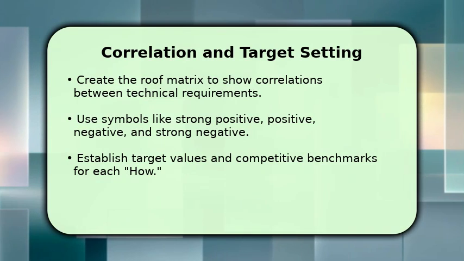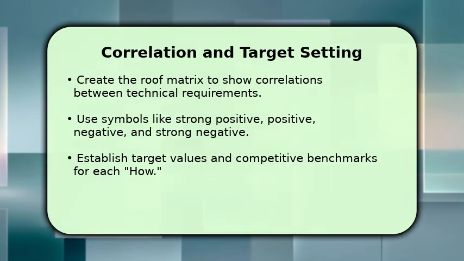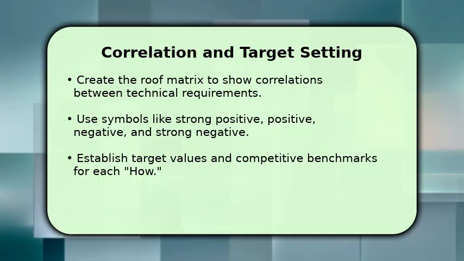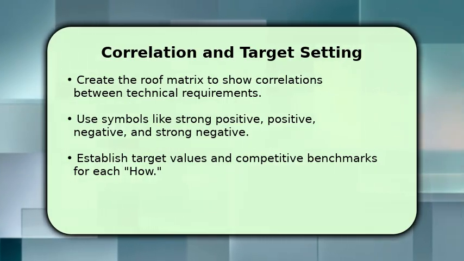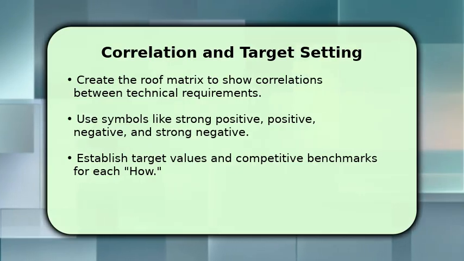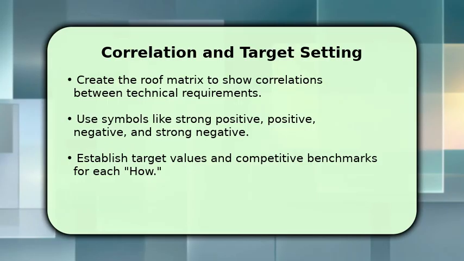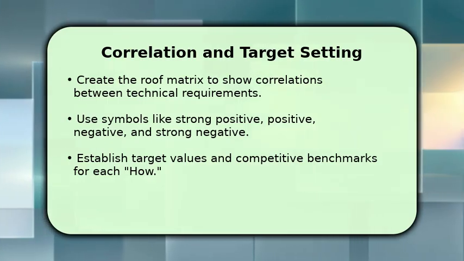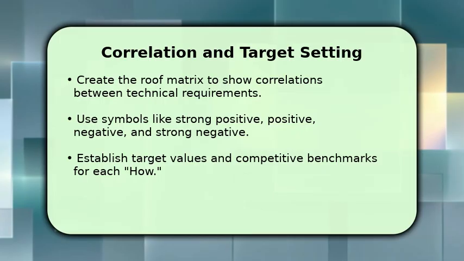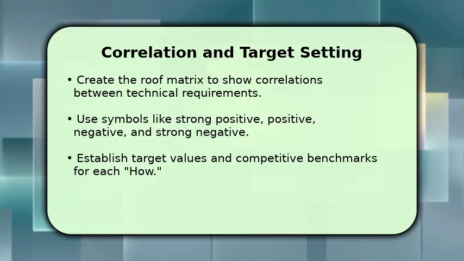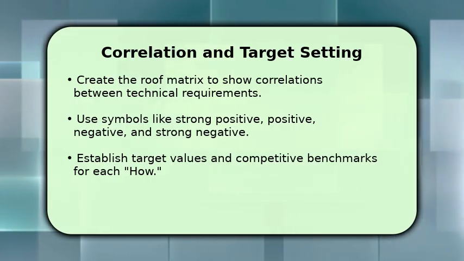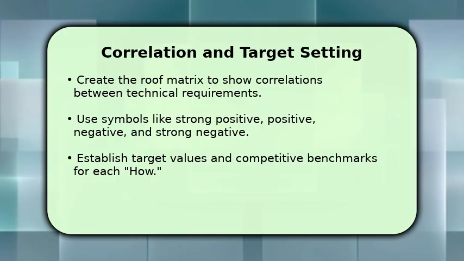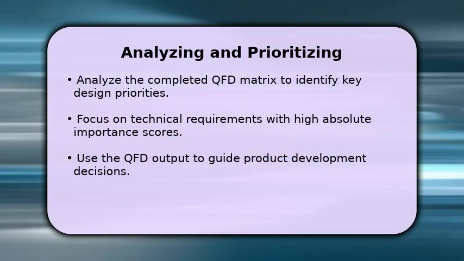Now, we'll add the roof of the House of Quality, which is the correlation matrix. This section illustrates how your technical requirements interact with each other. You'll use symbols to denote strong positive, negative, or strong negative correlations. Below the main matrix, define target values for each technical requirement and benchmark against competitors. Finally, calculate the absolute and relative importance of each how by multiplying the customer importance by the relationship ratings and summing them up.